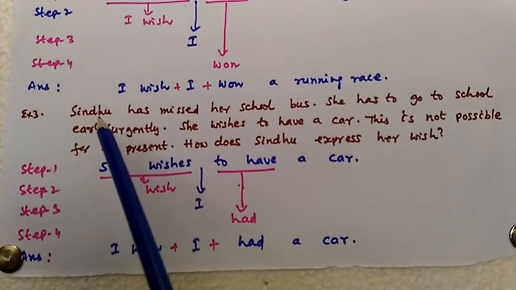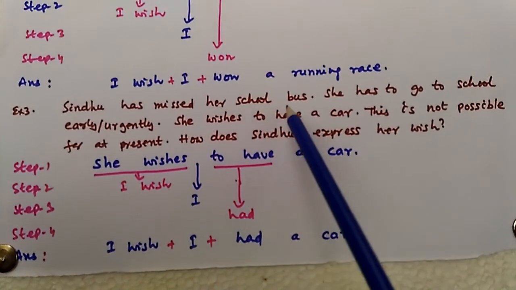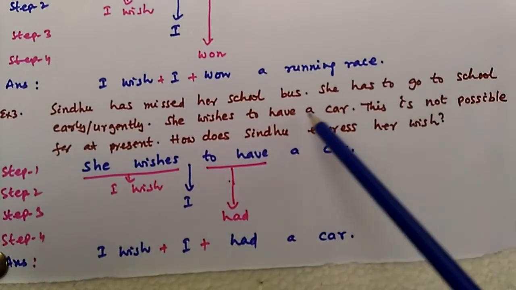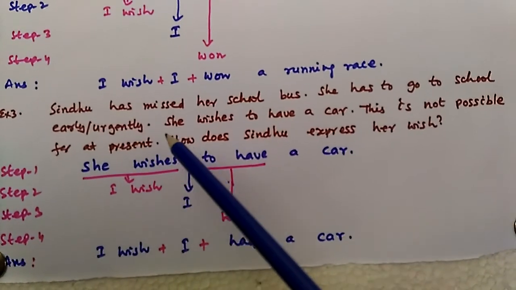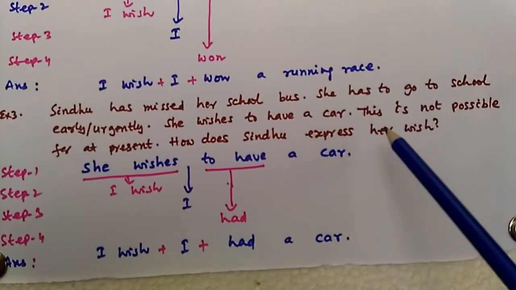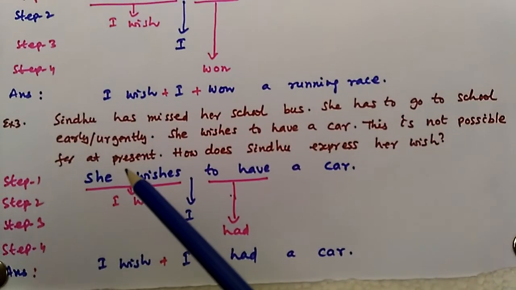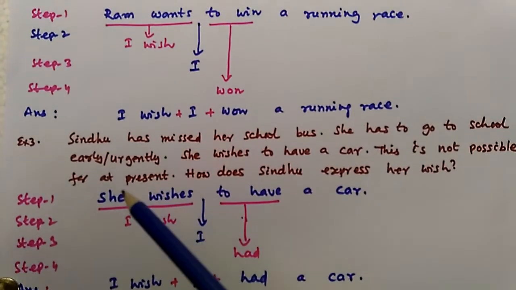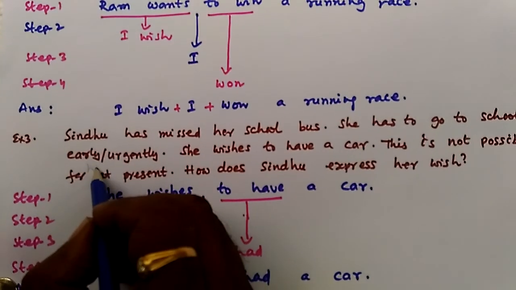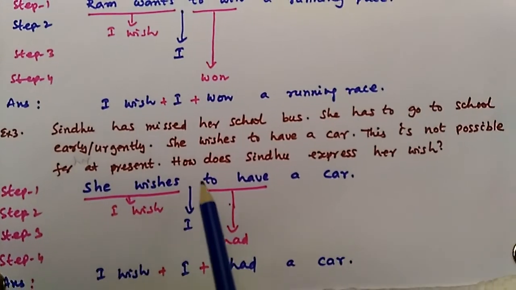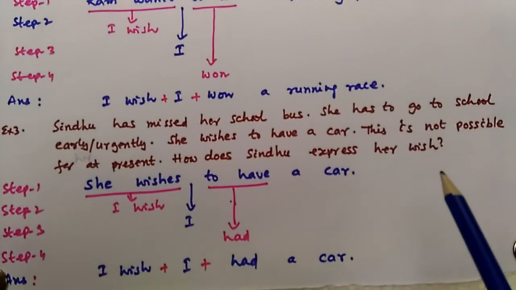Example 3. Sindhu has missed her school bus. She has to go to school early or urgently. She wishes to have a car. This is not possible for her at present. How does Sindhu express her wish?